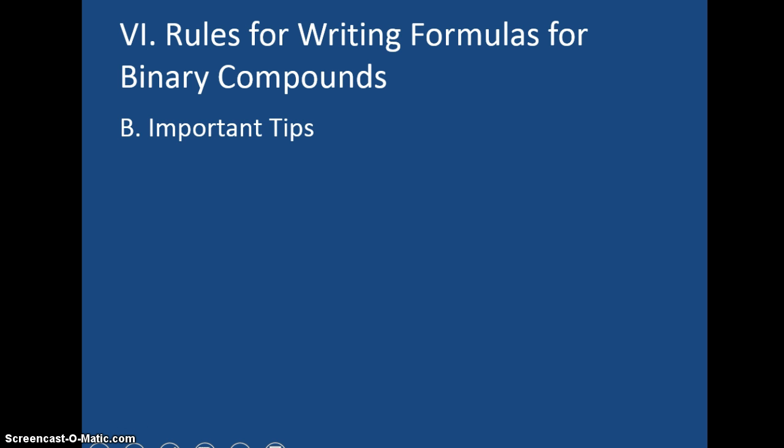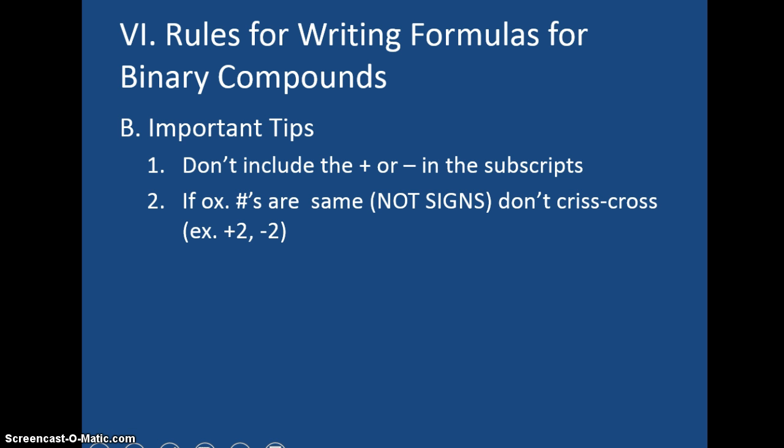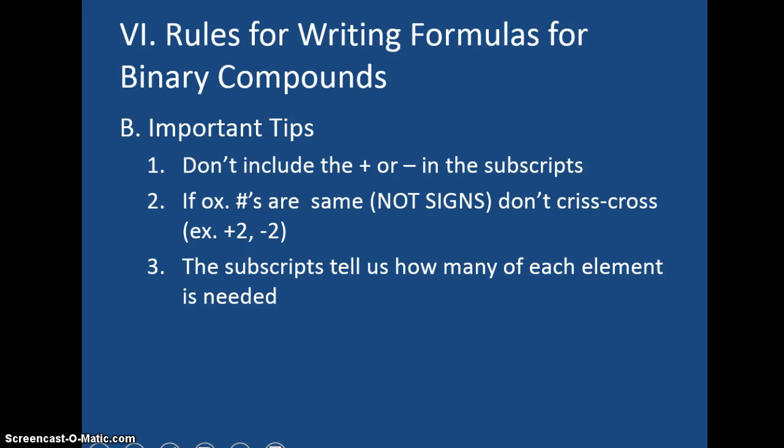Some more tips: don't include the plus or minus in the subscripts. If the oxidation numbers are the same, not the signs, so the numbers are the same, don't crisscross. So if you have a +2 and a -2, you don't crisscross. The subscripts tell us how many of each element is needed.